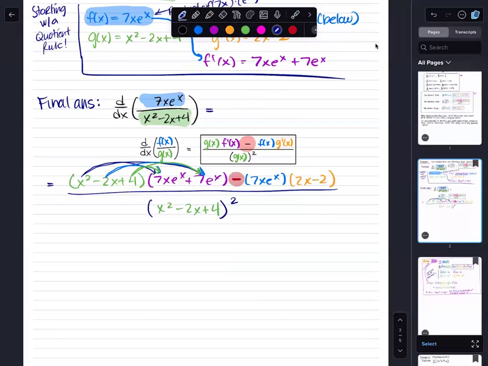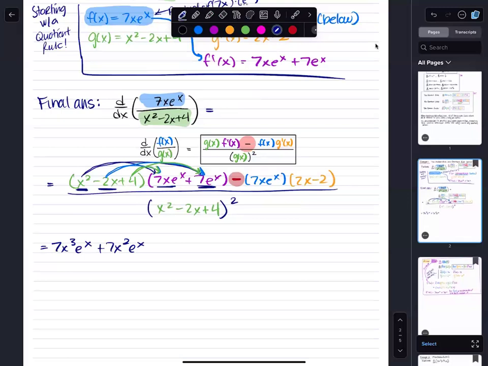So let's follow through with our multiplication in the numerator very carefully. We have x squared times 7x e to the x. So that's 3 x's, a 7, and an e to the x. Then we have x squared times 7e to the x. So that's a 7, an x squared, and an e to the x.